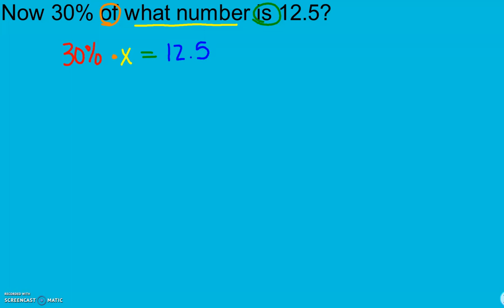My next step is going to be to make my percent into a decimal. So I'm going to get rid of my percent sign and move my decimal away 2 places. So right now I have 0.3 or 0.30 x equals 12.5. To get my variable by itself, I go ahead and divide. And x is going to be 41 2/3.